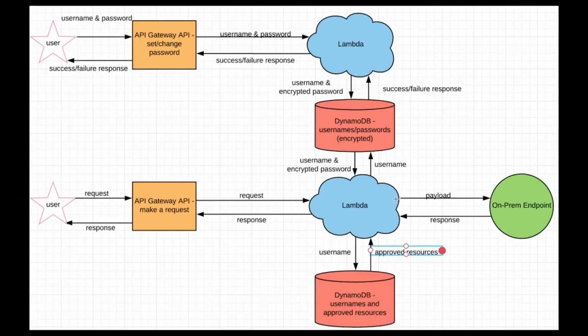If they are, then the payload of the request that the user sends is sent to, in our case, an on-prem endpoint. It could be anywhere. It could be on a public cloud or wherever. And the software there does whatever the user needs and sends a response, which goes back through Lambda, back through your API gateway, and eventually to the user.